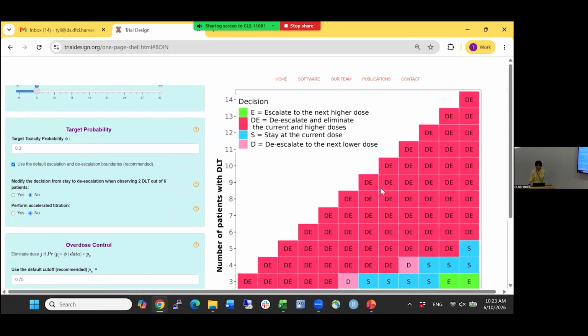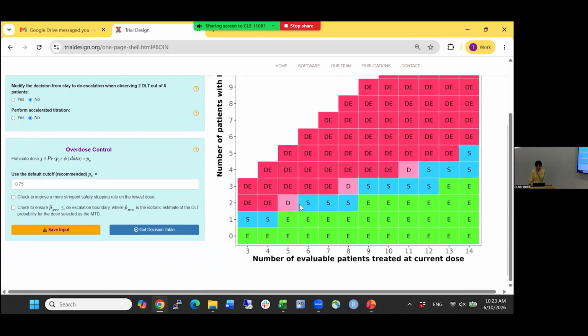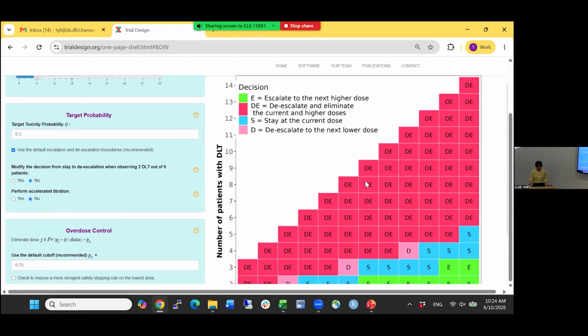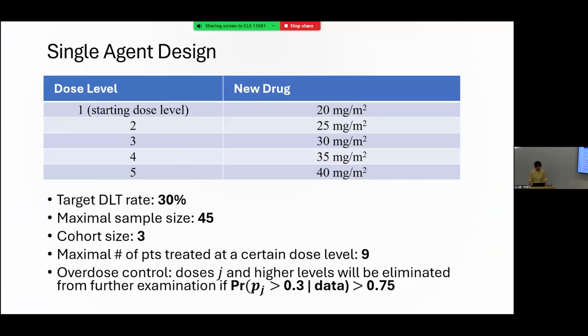Besides the table, if you love plots or figures, they also give a figure here. It's exactly the same thing. The x-axis is the number of evaluable patients, and the y-axis is the number of DLTs. The green E means escalate, the blue S means stay, the pink D means de-escalate, and the DE in red means warning. That means you need to eliminate this dose. Dose elimination, it means. So we go back to our slides.